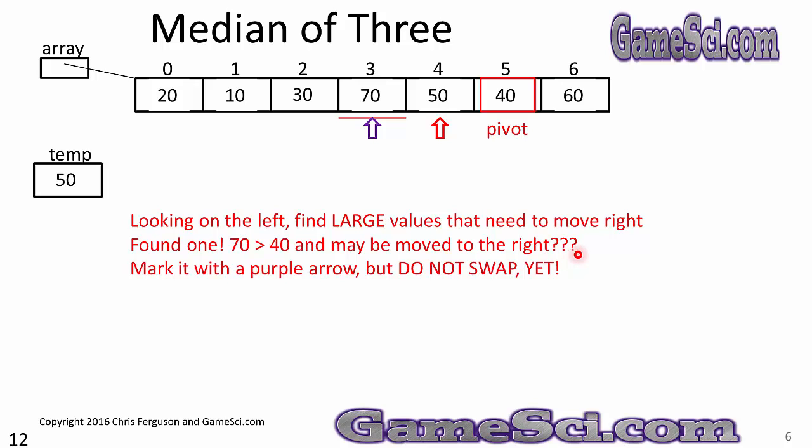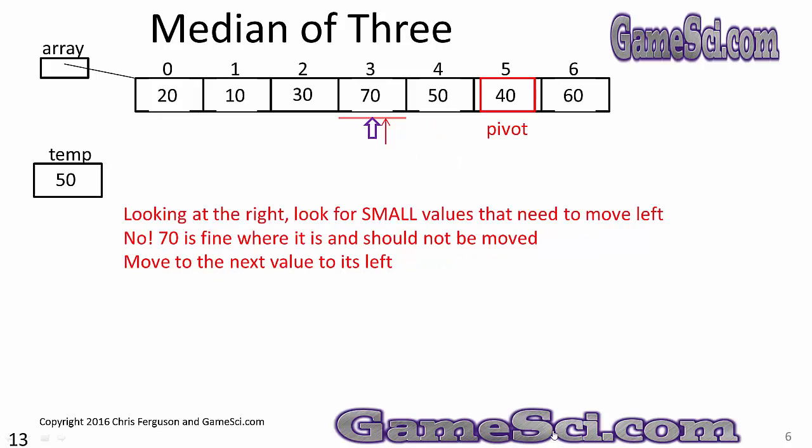Notice my question marks. Remember, you don't do the actual swap till you find its counterpart on the other side. Mark it with a purple arrow, but do not swap it yet. I have a feeling we're not going to swap it. Looking on the right for small values that need to move left, 70 is fine where it should be. It should not be moved.